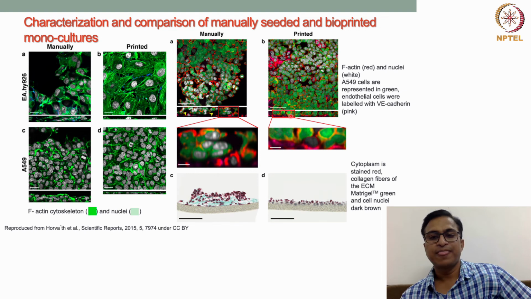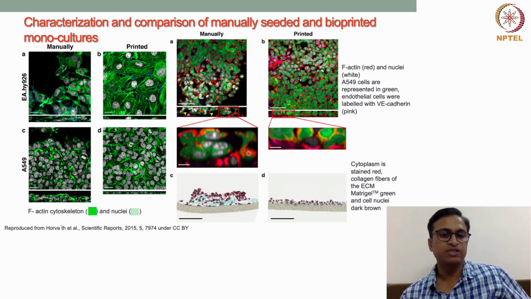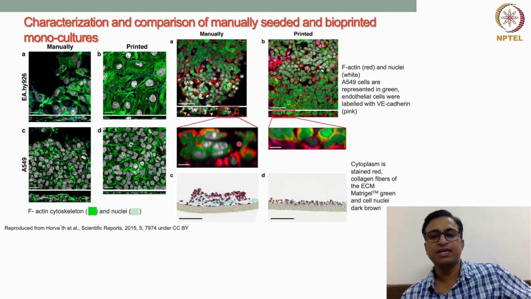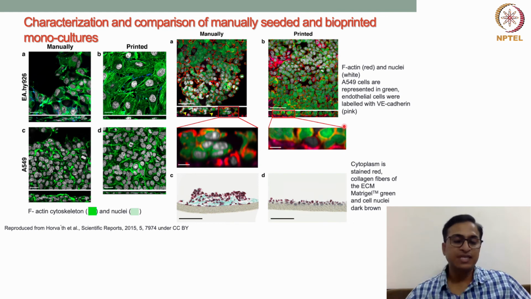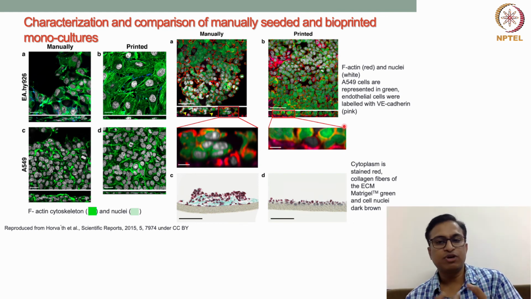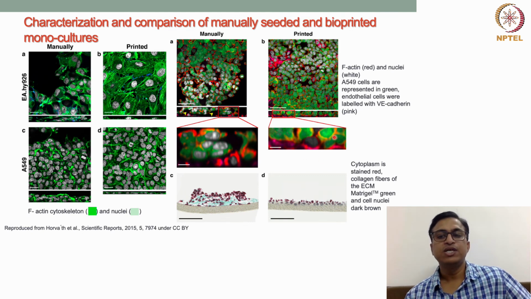In this case, they have shown a magnified version, and here it can be clearly seen that the cells are labeled with VE-cadherin, the pink, which is typically present on the cell surface. When cell to cell communication and tight junctions are formed, the cells express this VE-cadherin. So we can clearly see the VE-cadherin. In this case, the VE-cadherin expression is higher than the other one, and the cells form a typical monolayer, and the endothelial cells are labeled with green color.